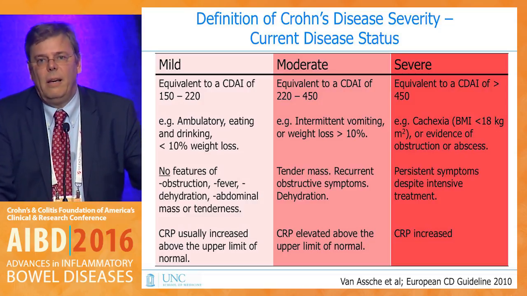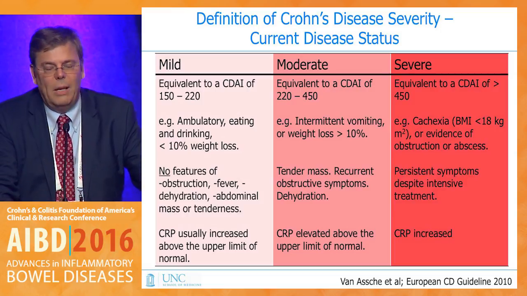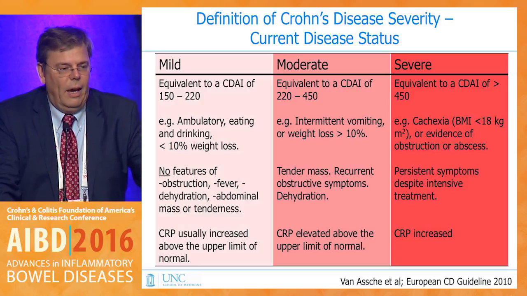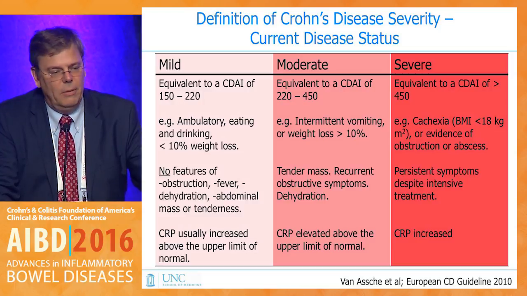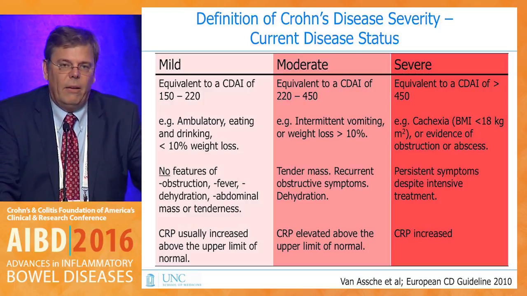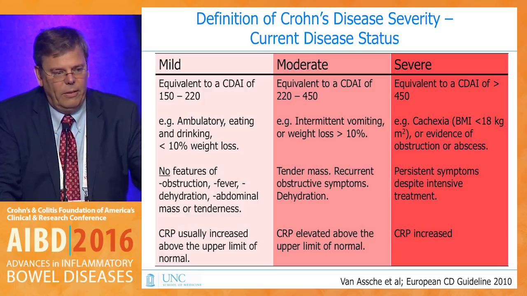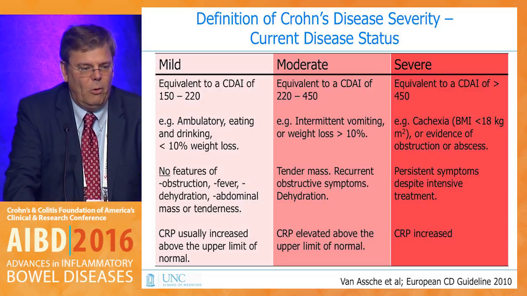This is in contrast to moderate disease, which is equivalent to a CDAI of 220 to 450. This patient has a weight loss of more than 10% in the last 3 months. He might have intermittent vomiting. He has a tender mass. There are more warning signs on physical exam. He has recurrent obstructive symptoms, for example, or signs of dehydration. And the CRP in these types of patients is always elevated.